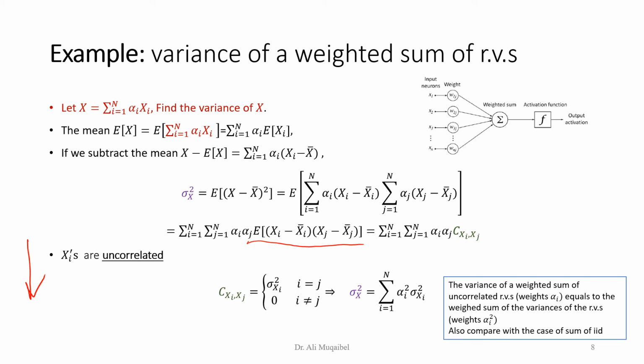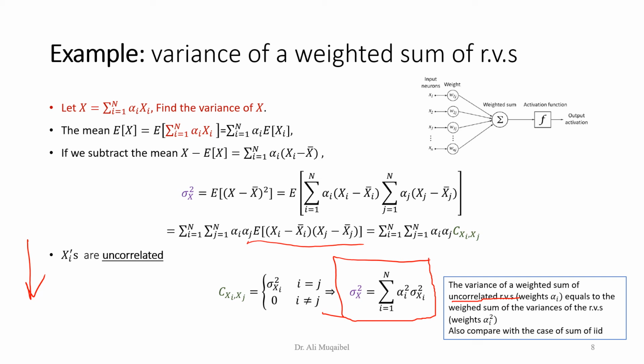Similarly, we can say that the variance of a weighted sum of uncorrelated random variables, with weights alpha i, equals the weighted sum of the variances. So please keep this equation in your mind, because this equation will tell us how to find the variance of the weighted sum. Just give me the weights and I can give you the output variance.